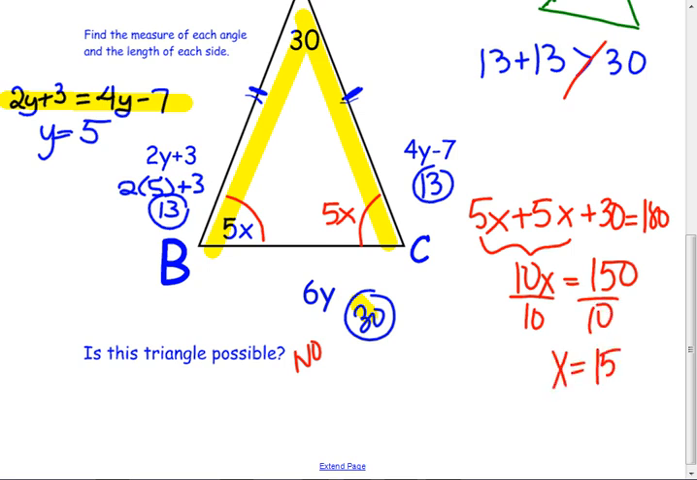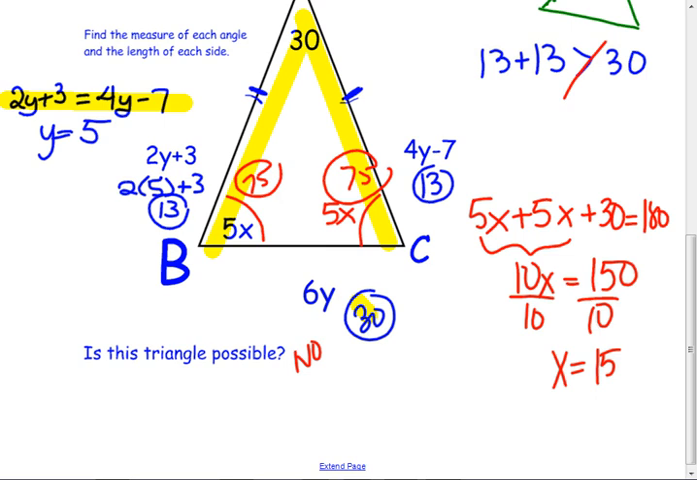How big are those base angles then? 5 times that. Anybody know what 5 times 15 is? Garrett, you know? What is it? 75. But it fails to be a triangle because the sum of any two sides is not bigger than the third. The other ones work, but not this one.